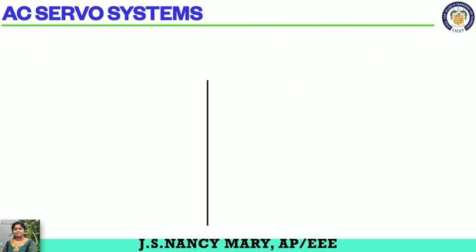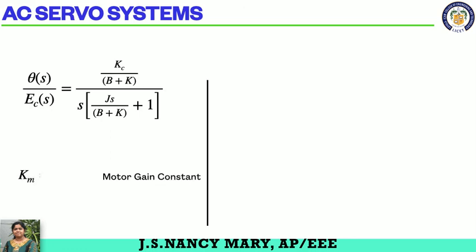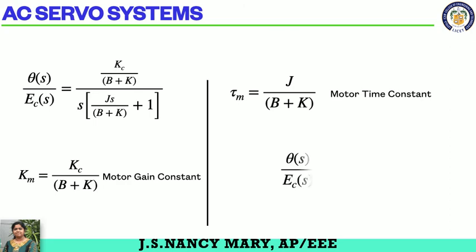Now, so for the motor gain constant, Km is equal to KC by B plus K, and the motor time constant is J by B plus K. So theta of S is equal to Km divided by S into tau m S plus 1.